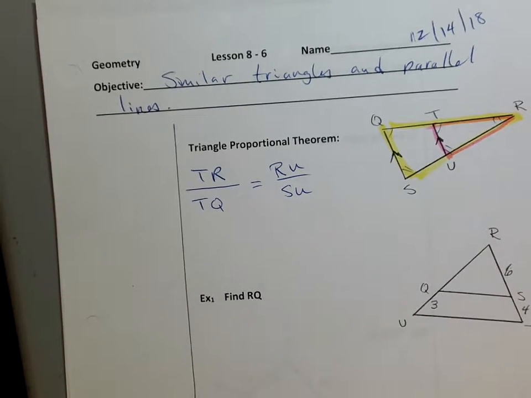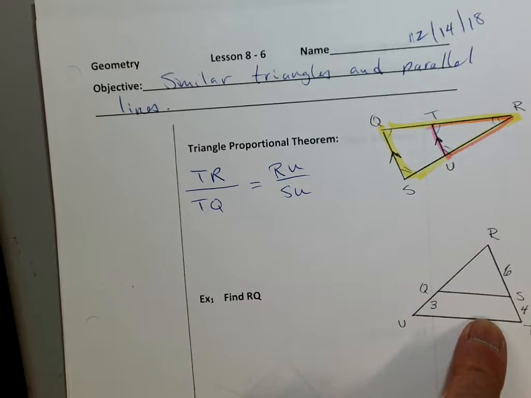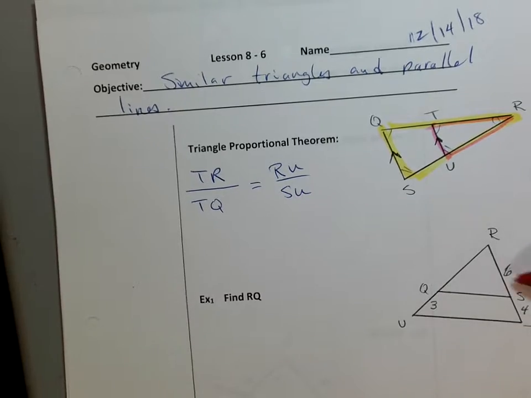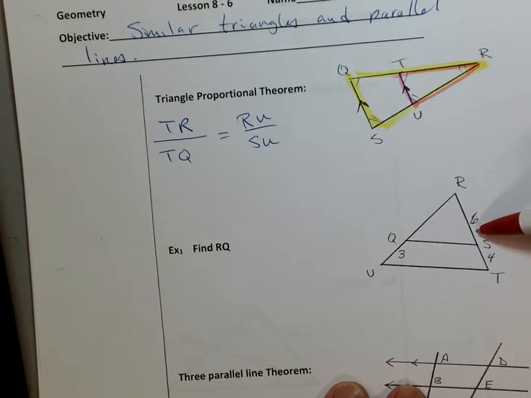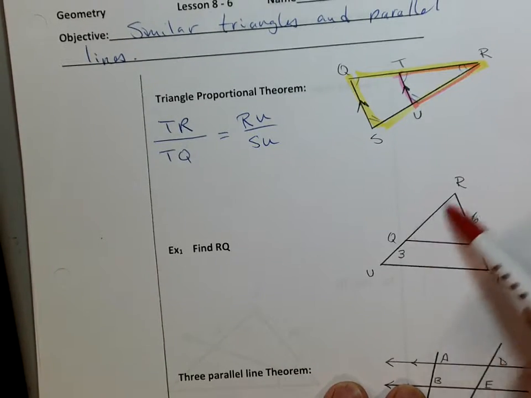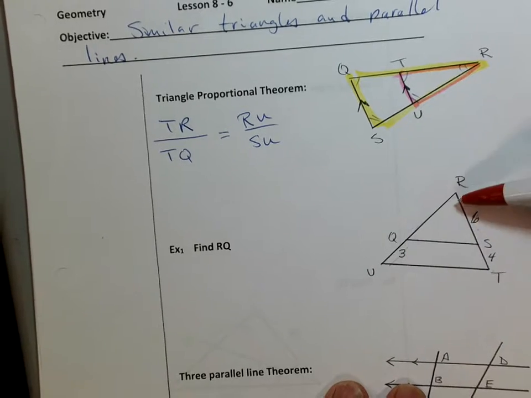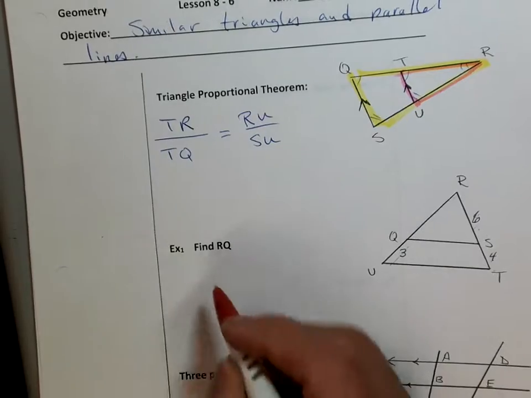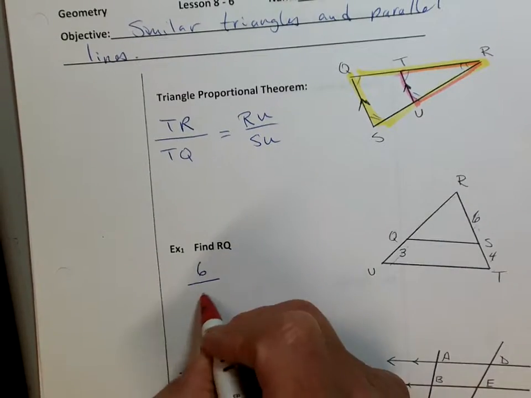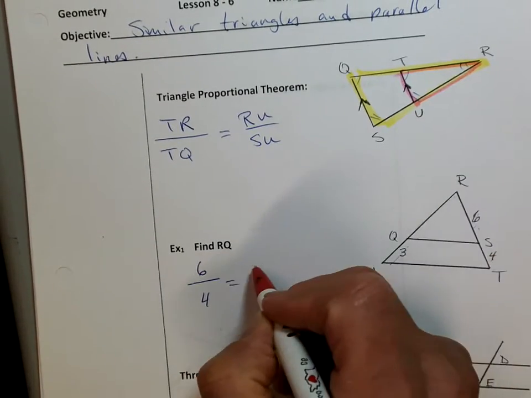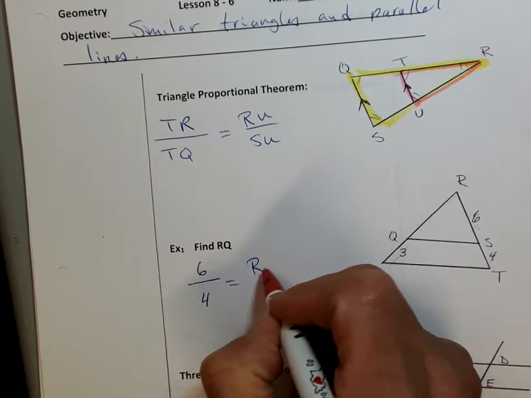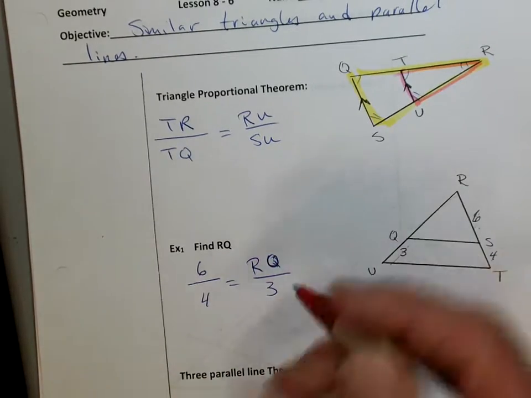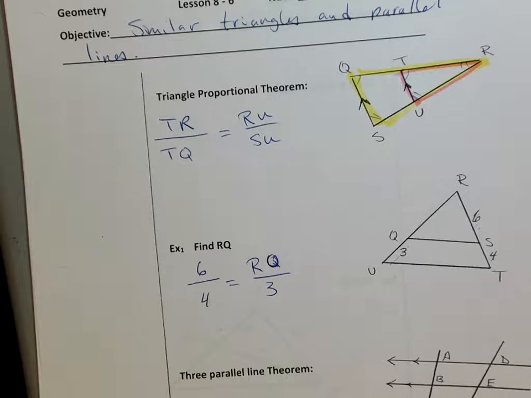So if we know that, when we take a look at this triangle here, and we want to find RQ, we'll say, okay, I can do that. 6 over 4 equals RQ over 3. This over this equals this over this. All right? It's pretty simple, isn't it?